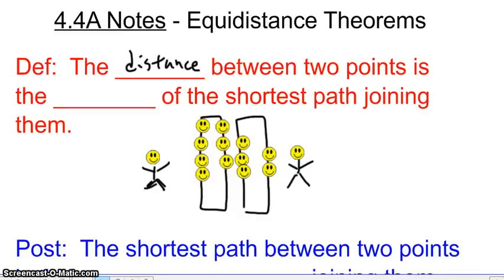Today we're going to talk about the equidistance theorems. These theorems will definitely help shorten a lot of your proofs that you've been working on currently. Before we get into these theorems though, we need to talk about a couple definitions.